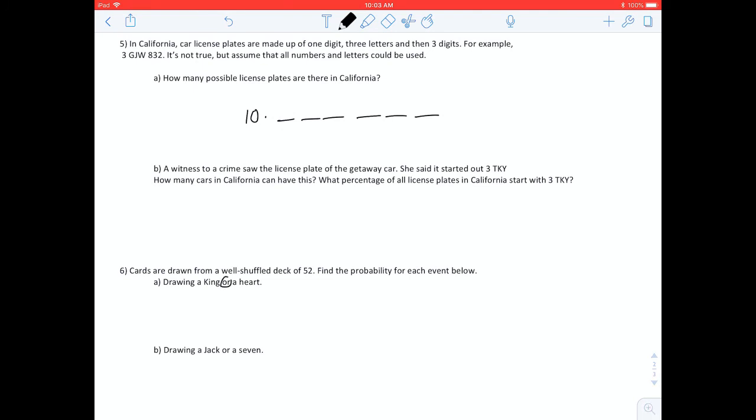With this one, the word or means you add together. So for kings, there's 4 kings out of 52 cards. For hearts, there's 13 out of 52. And if I stopped right now, I have double counted the king of hearts, because I counted the king of hearts when I counted the kings, and I counted the king of hearts again when I counted the hearts. So then I have to say minus 1, which is the king of hearts that I double counted, and then find out that.